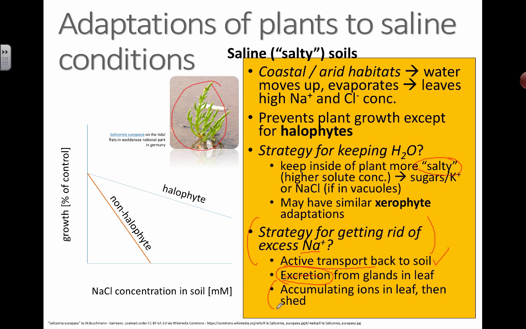Here's a very interesting one: accumulating the ions in a leaf and then shedding them. It's like, let's say there's too much urea in my body, and I'm some kind of alien creature. I don't know how to pee, so one way to get rid of the extra nitrogen poisons in my body is to accumulate them in my pinky, and then I chop my pinky off, and I've gotten rid of a whole bunch of nitrogenous poisons. That's ridiculous. But for a plant living in saline conditions, like these halophytes, that might not be such a crazy strategy after all.